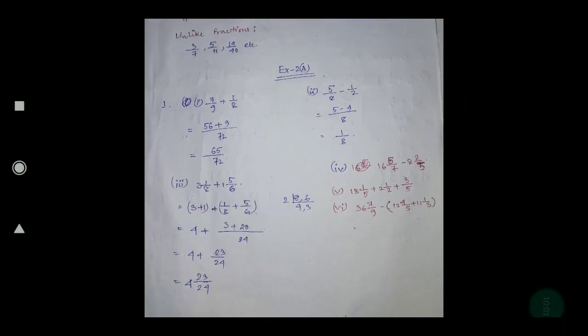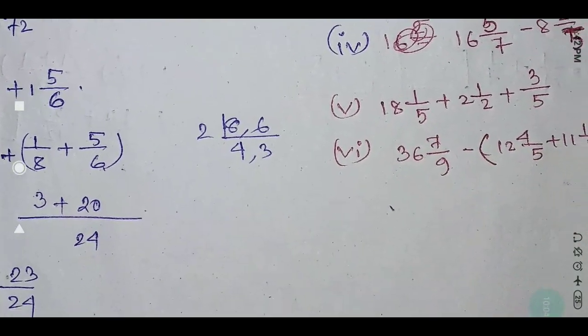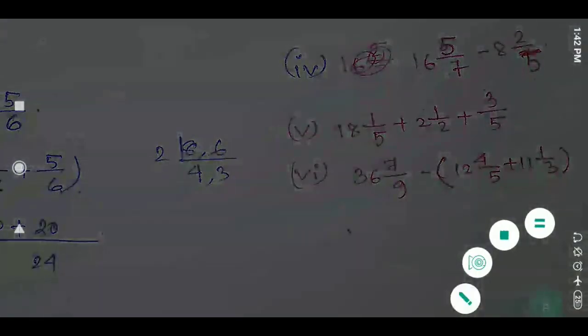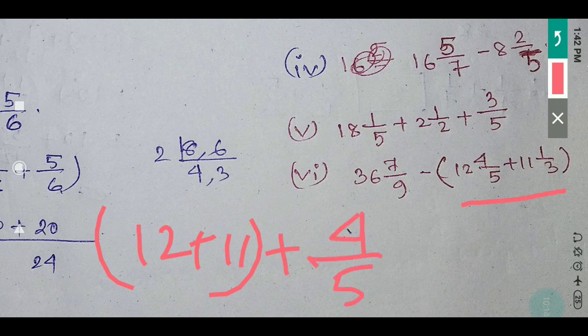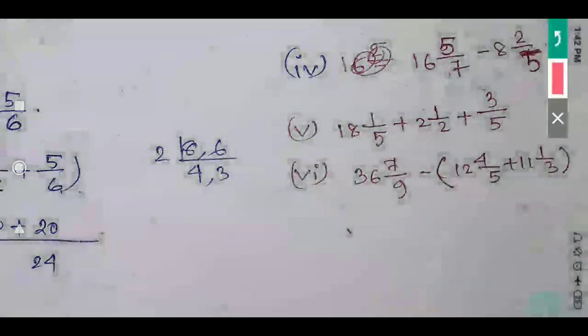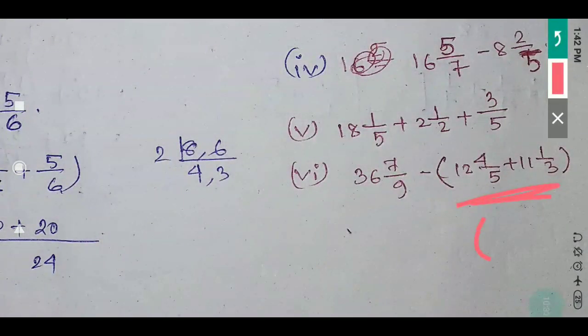Similarly for number 6, once you check number 6, first you have to do the bracket work. So 12 plus 11, after that 4 by 5 plus 1 by 3, this one you will do. But check here, a bracket is given, outside the bracket there is a minus, after that a minus, and after that 36. First you have to do the simplification of this one, after that according to the resultant you have got, with this you have to do the subtraction, because subtraction is given.